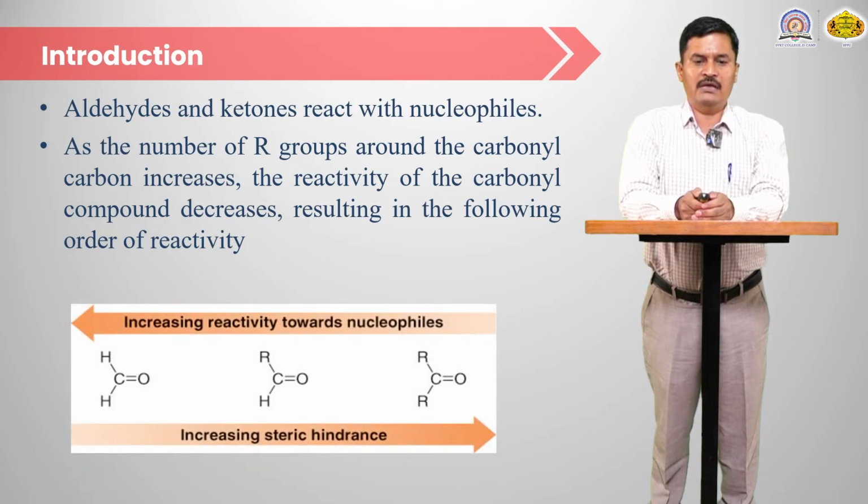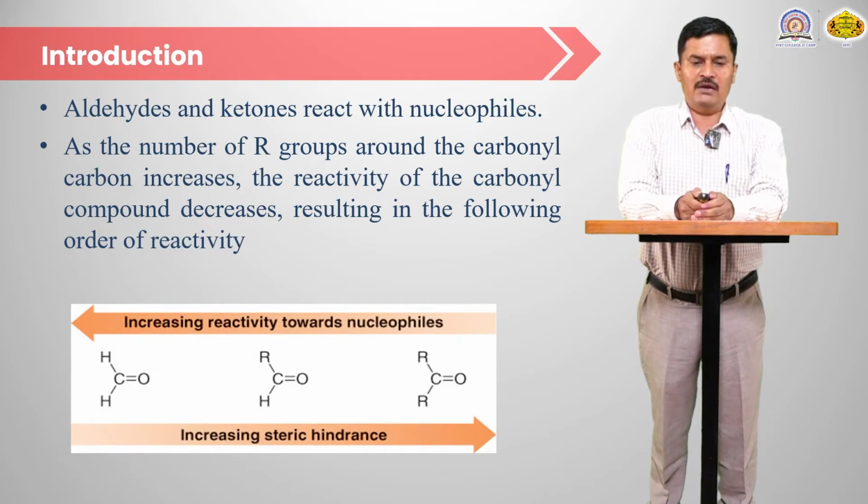For example, in formaldehyde there are two hydrogen atoms attached to the carbonyl carbon. In the aldehyde, one hydrogen atom is replaced by an R group, and in the ketone there are both R groups. The effect of the R group is electron donation. That's why formaldehyde is more reactive than the aldehyde, and the aldehyde is more reactive than the ketone.